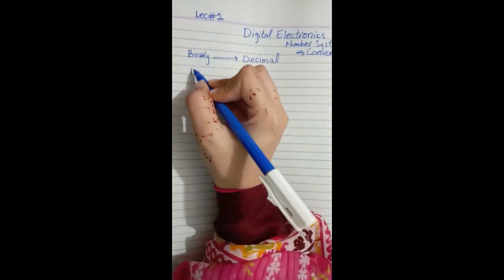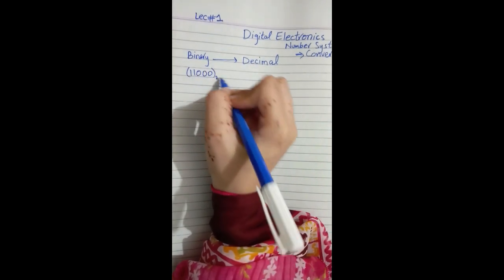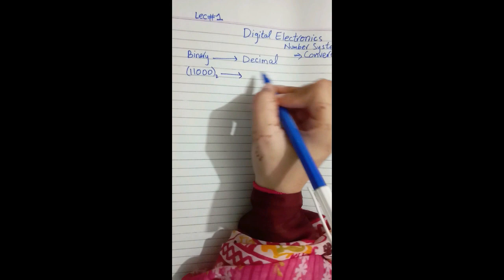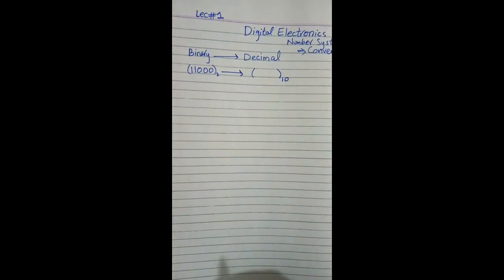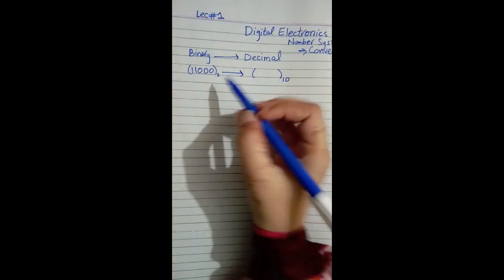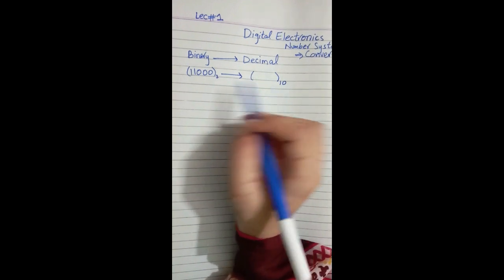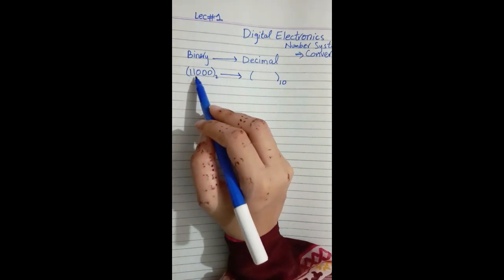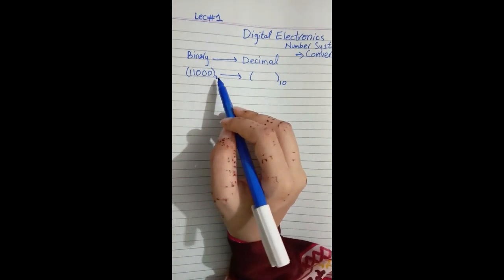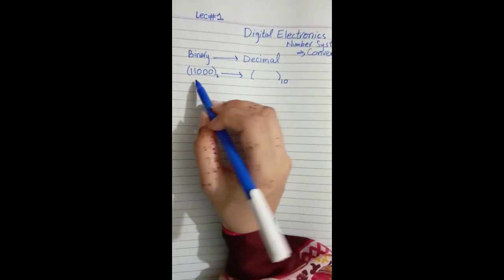So we will take one number of binary, that is 11000, and we will convert it to decimal. Okay, so the number system binary, its base is 2, and for the decimal the base is 10. So now we have the one number of the binary number system, that is 11000, and we will convert it to the decimal number system. So what is the way to convert it?